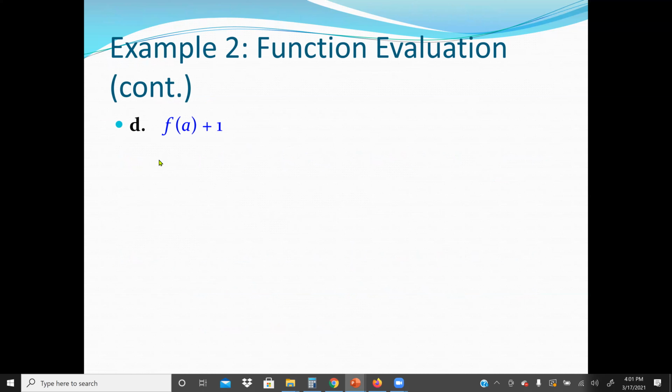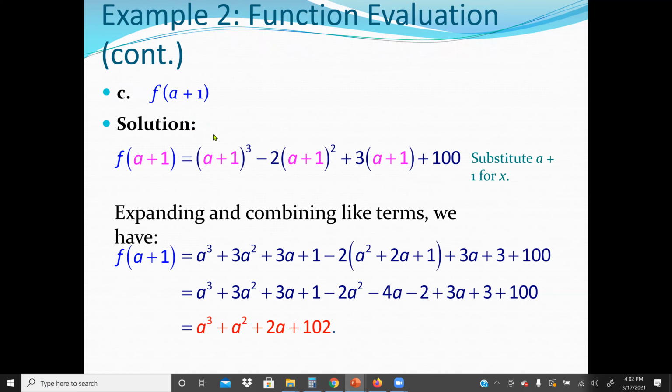So next we have f of a plus 1. This means anywhere we see x, we are going to substitute with a, and at the end, we are going to add 1 to the function. So we can see there's a difference between f of (a plus 1), where everything is in the parentheses, so anywhere we see x, we are going to replace it with a plus 1.